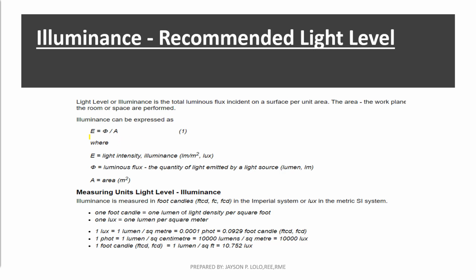So this is the formula. We have E equals light intensity, which is measured in lumens per meter squared, or lux. Another name for the unit. The symbols for this are the luminous flux and the area. For measuring units, we have different units under the imperial system and the SI system. For the imperial system, we use foot-candle, while in the metric SI system, we use lux. They are the same. They are units of light level, but in different systems.